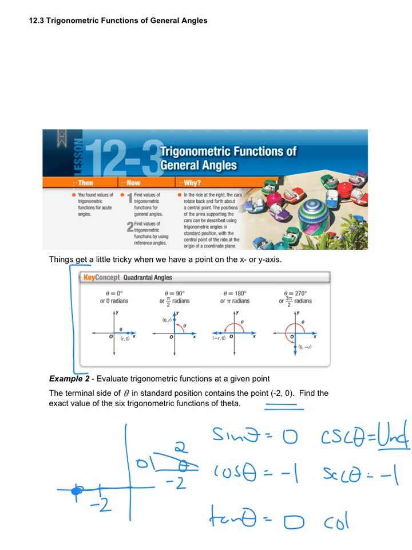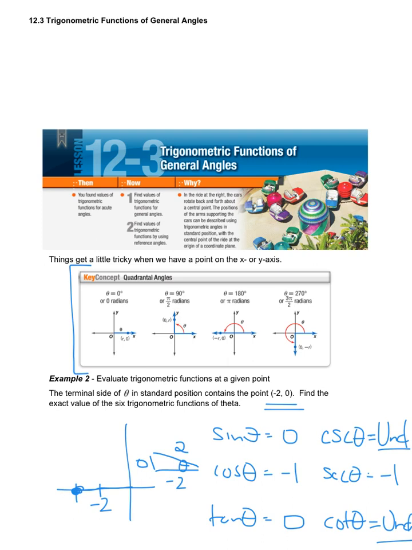The reciprocal of 0 in the case of cotangent is also undefined. So you may think it's tricky when we're on an axis as far as our position goes, but just remember that the opposite side is the y value and the adjacent side is the x value. And then things should fall into place.